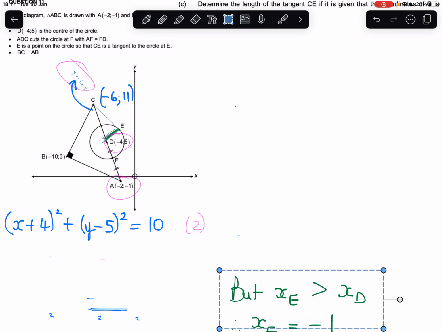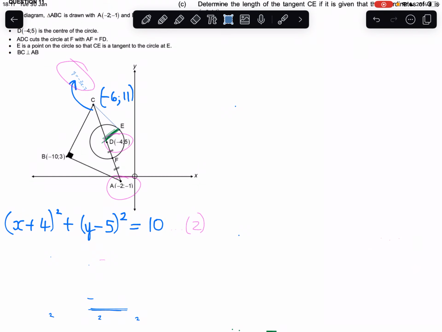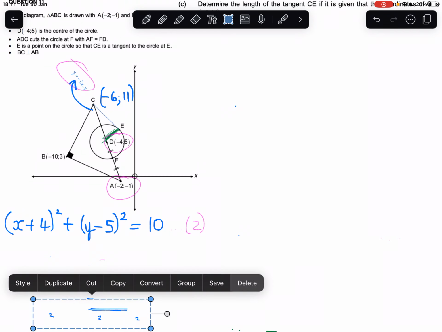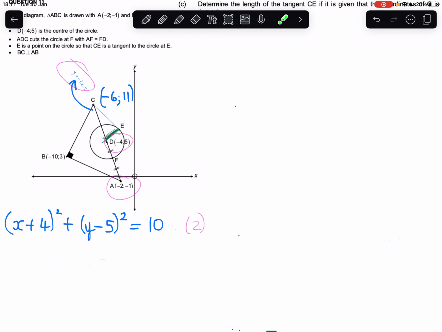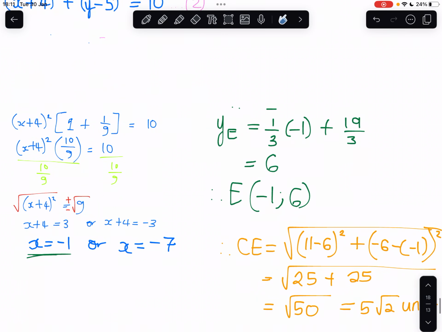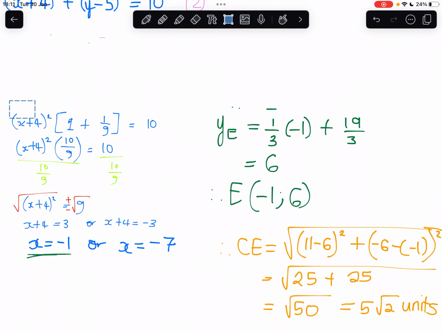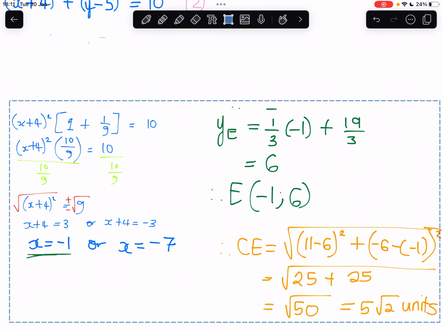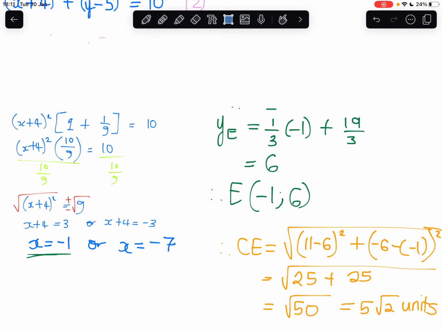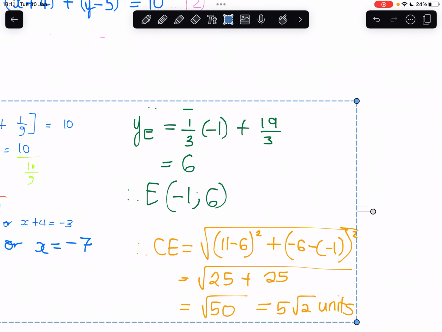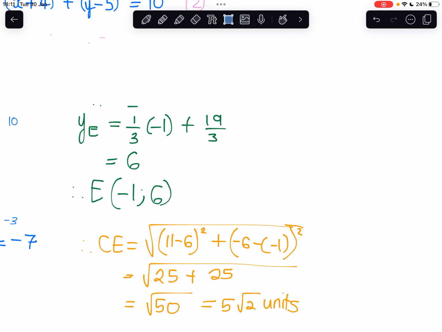Haike. Haike sana, haike, haike, haike, haike, haike, haike, haike, haike, haike, haike, haike, haike, haike, haike, haike, haike, haike, haike. Oh, there it is.